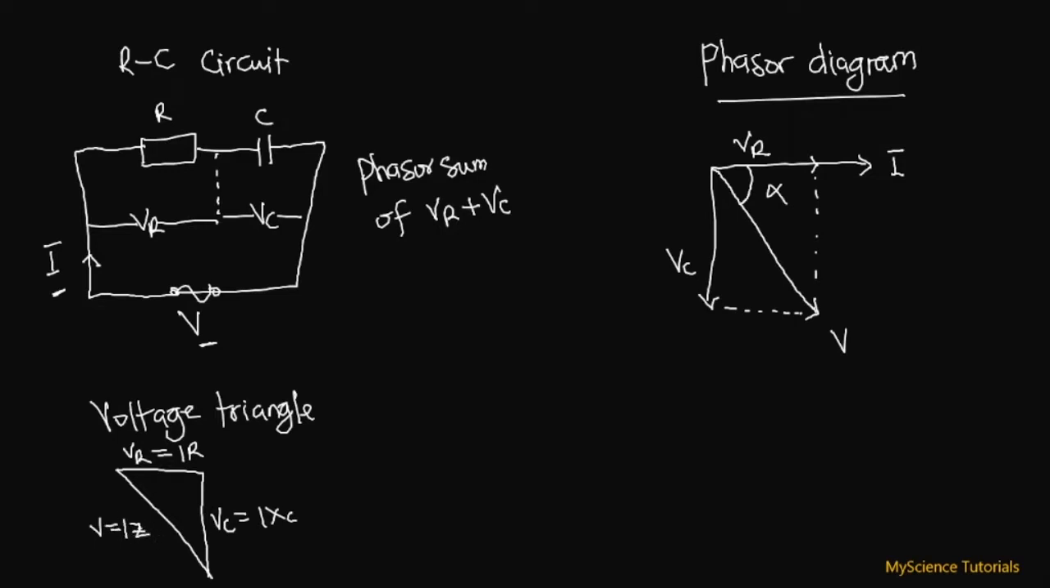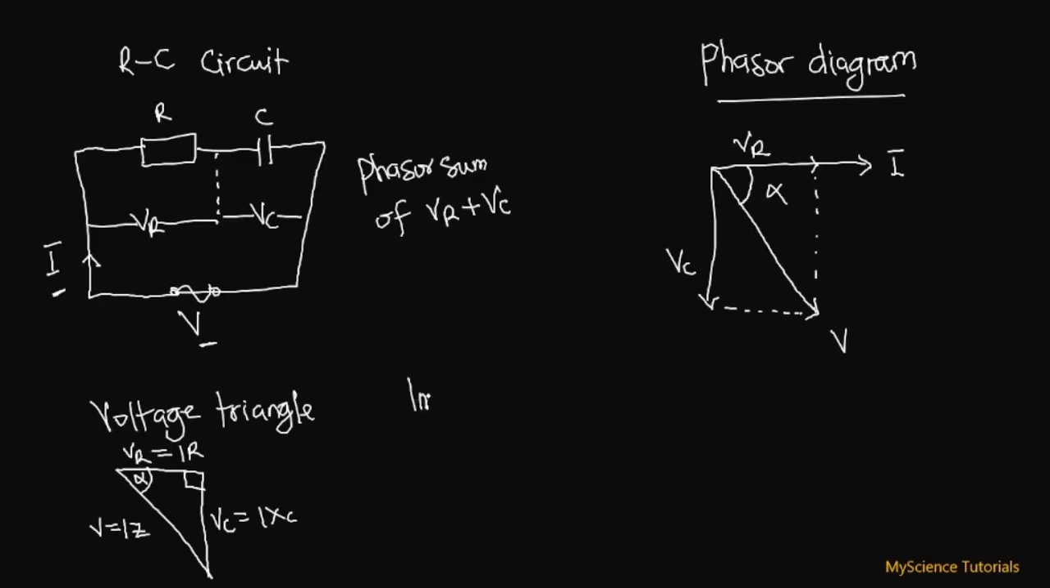The Z here is what we call the impedance, which is the overall opposition to the flow of current in this entire RC circuit. The angle at the top here is what we call the phase angle, and here it is 90 degrees. So this is the voltage triangle.